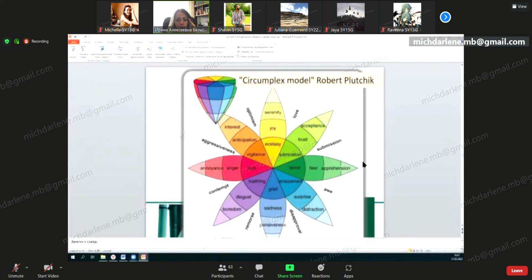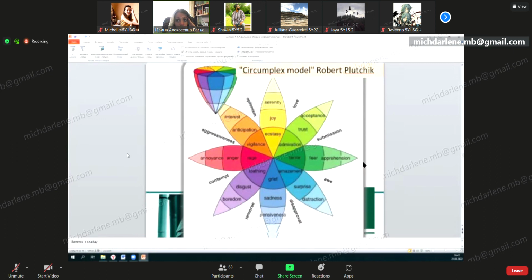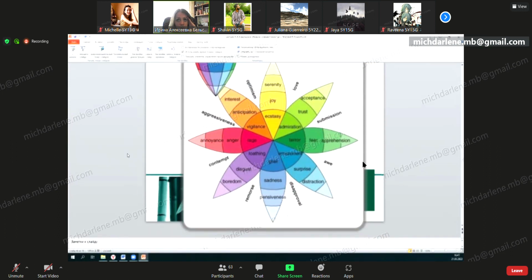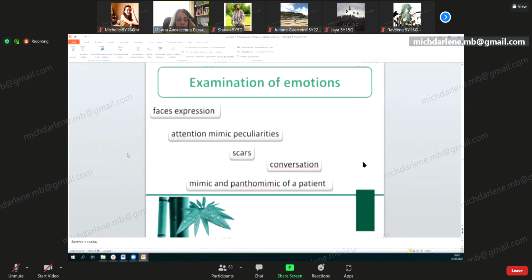What else? Of course, we can examine emotions, and there are specific tests. First of all, it's a patient examination. Pay attention to mimic peculiarities and facial expression. On the patient's skin there may be scars as traces of depressive or affective suicidal attempts, for example.